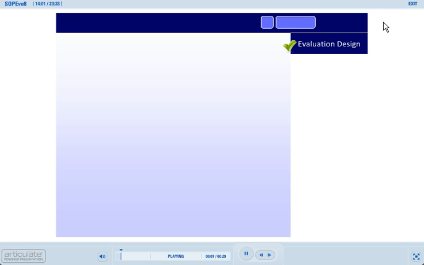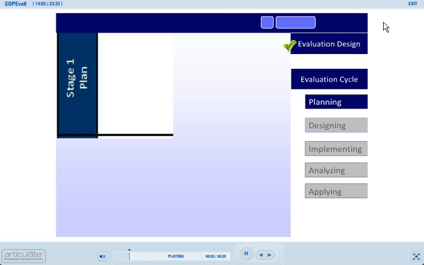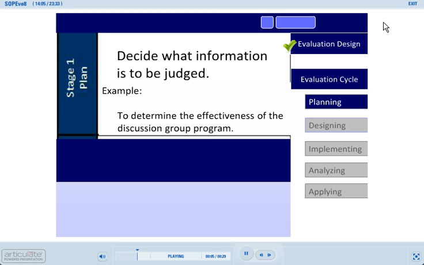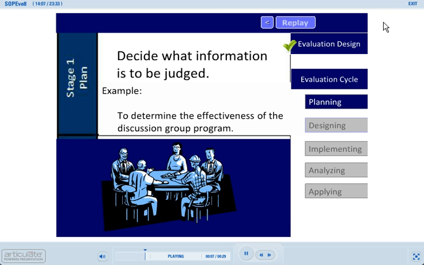In the first stage, planning the evaluation, you will decide what information is to be judged. The purpose statement and goals of the program or care plan should provide specific evaluation criteria and a general direction for what needs to be evaluated. An evaluation plan should include a purpose statement identifying what content will be evaluated. For example, to determine the effectiveness of the discussion group program is a clear and precise purpose statement.